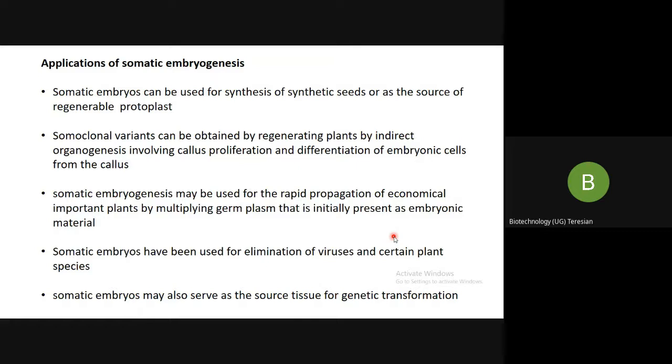Now, without much delay, we should look into the applications of somatic embryogenesis. Somatic embryos can be used for the synthesis of synthetic seeds or as a source of regenerable protoplasts. Now, synthetic seeds and protoplasts, we have not dealt with, but do remember that somatic embryogenesis can be used in the production of synthetic seeds, like artificial seeds.